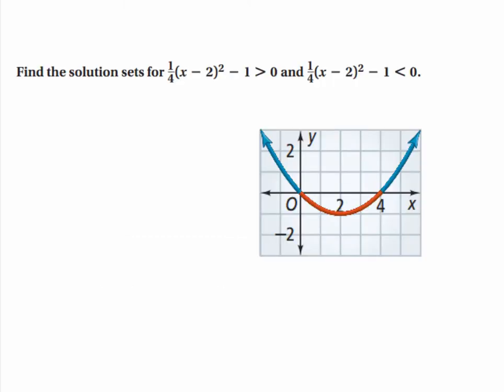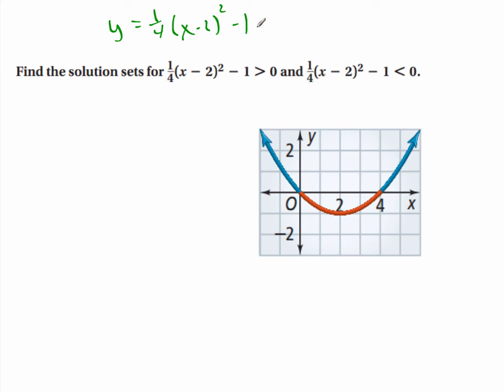Suppose you want to find the solutions for when 1/4 times (x - 2) squared minus 1 is greater than 0, and where is it less than 0? Well, the easiest way to do this is to set this equal to y = 1/4 (x - 2)^2 - 1, and graph the parabola. And whenever y is positive, this branch will be true, and when y is negative, this branch will be true.